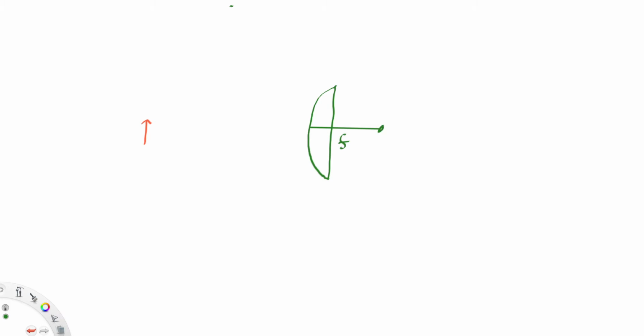Looks like a bow and arrow. It does. It does, for sure.